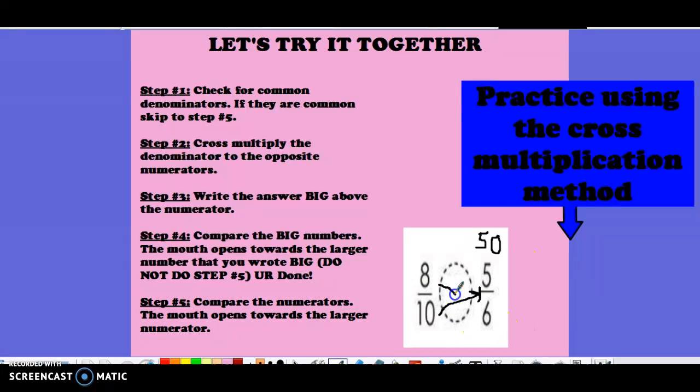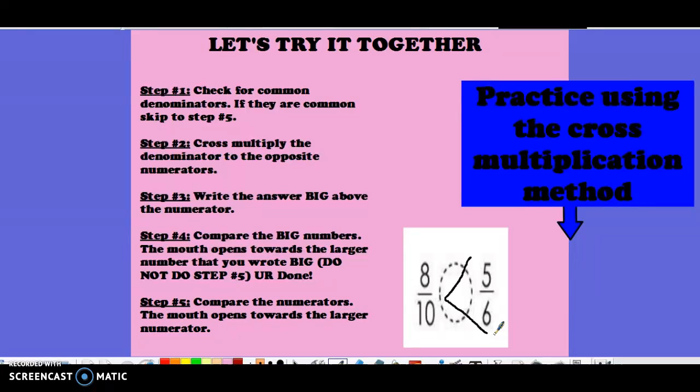I then multiply again, 8 times 6. You can either use a calculator or use your skip counting songs. 6, 12, 18, 24, 30, 36, 42, 48, and I place 48 on top of 8/10 because wherever you cross multiplied by, that's where you place the big number that you're writing. And in this case, because 50 is greater than 48, that tells me that 5/6 is greater than 8/10.